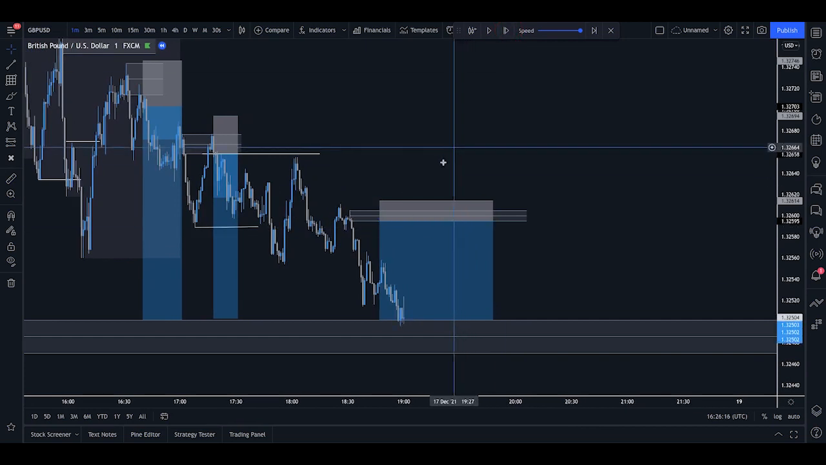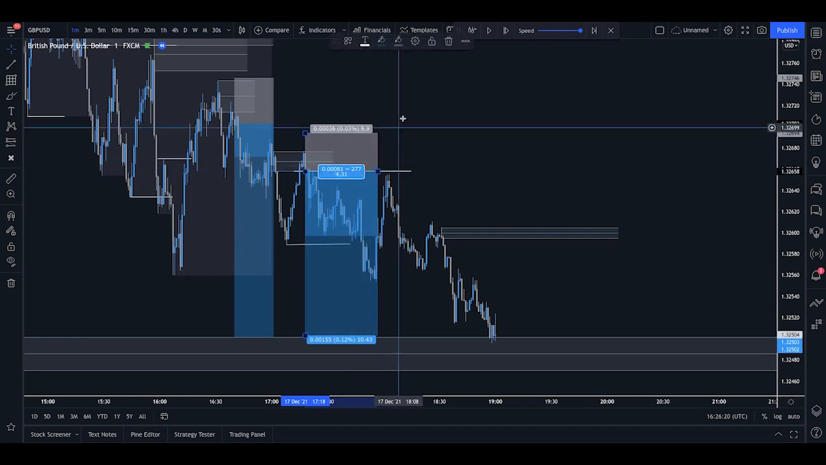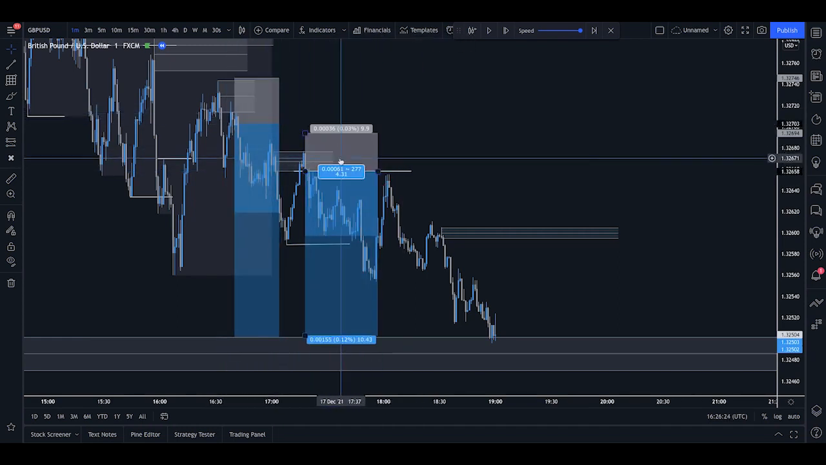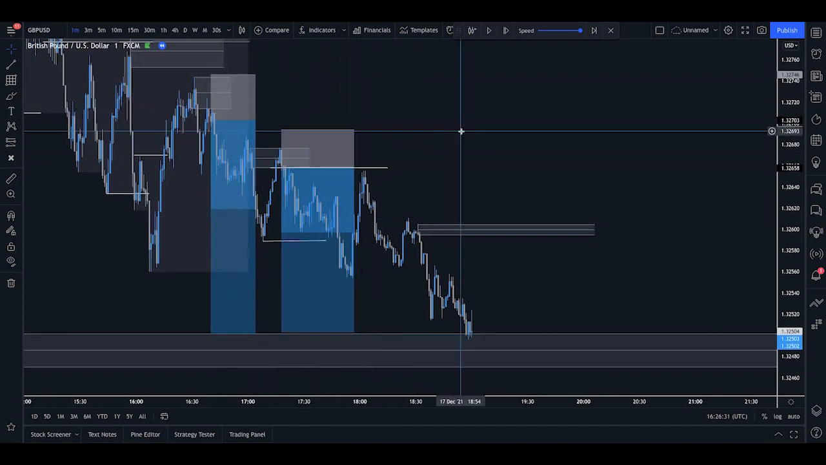So there we go. The target has been fulfilled. This was a no tag position. This was a 4.31R winner, and this was a 4.67R winner. So we have an 8.9R total gain on this, which is either 8.9% or 4.45% based on whether you're using 0.5% risk or 1% risk.